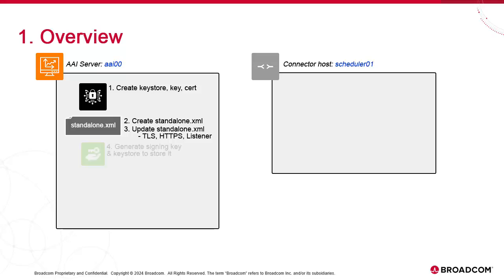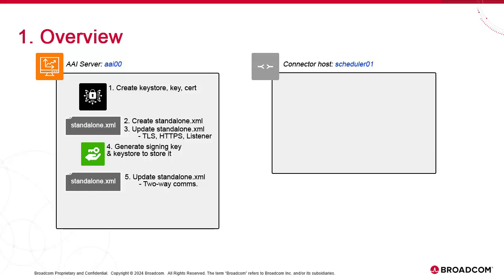First, we generate a signing key on the AAI host so we can sign the connector certificates. We generate the key and associated key store. Then we update standalone.xml to enable two-way authentication between the AAI server and all framework connections and make a reference to the signing key. We restart AAI. Then we generate a signed certificate for the connector framework using the key we just generated. This certificate is packaged in a jar file. We copy the jar file to the connector host and place it in a dedicated location in the file system.